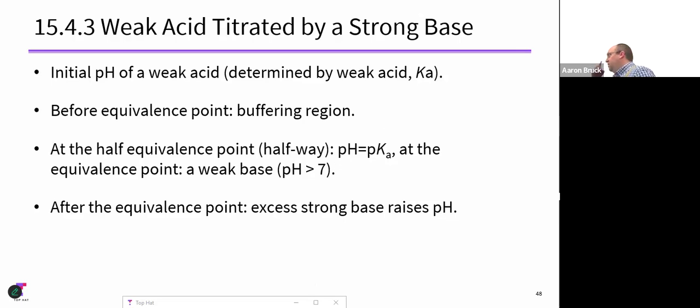So the four regions in a weak acid strong base titration are similar yet different to what we were talking about with the strong. For the first one, we can definitely determine the pH of that weak acid. Only difference is we have to do it by using weak acid equilibrium Ka as opposed to just calculating the number of millimoles, the concentration of the hydronium.